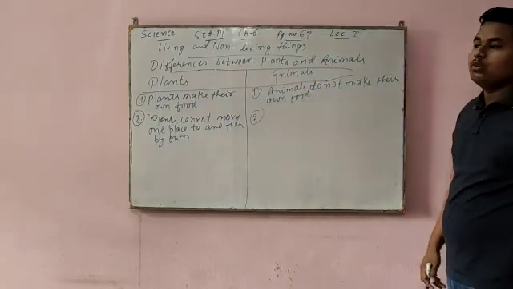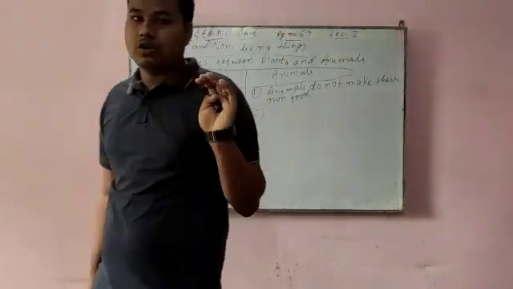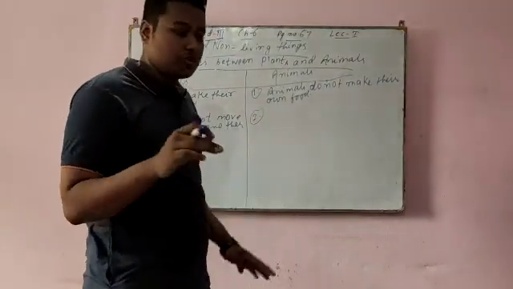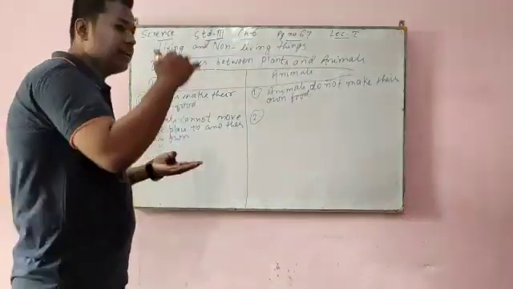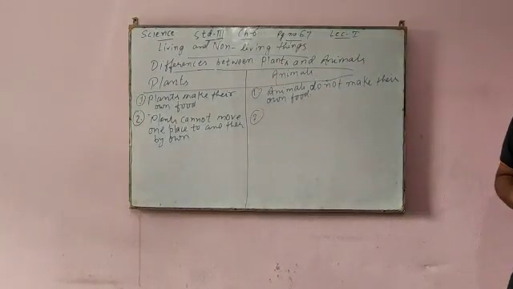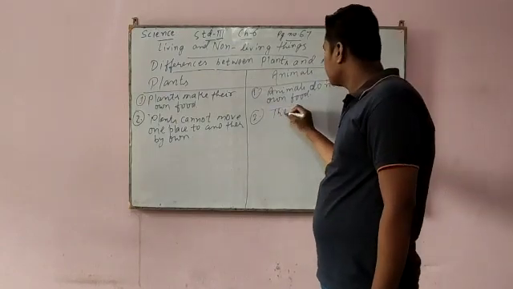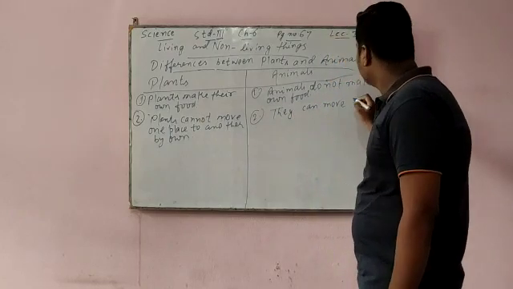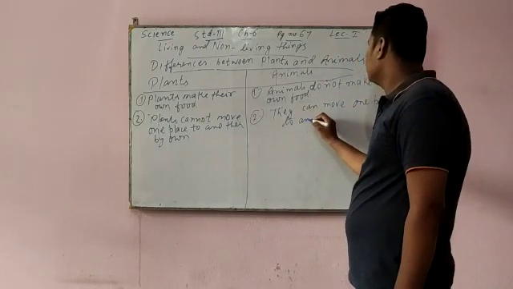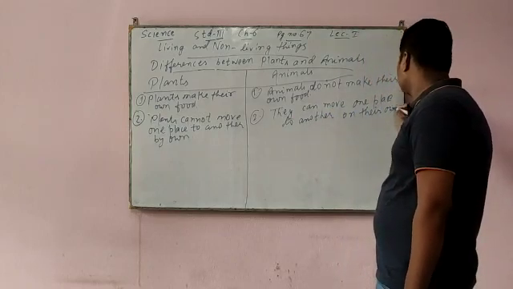But animals can move. Why? Because they move in search of food and shelter. Animals need food all the time, at least after 1 hour or 2 hours, so they keep searching. And they need shelter also. Animals cannot live in the sunlight or in the water. So they keep moving in search of food and shelter. So they can move from one place to another on their own.